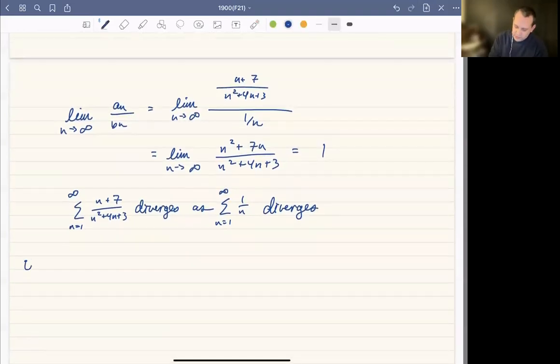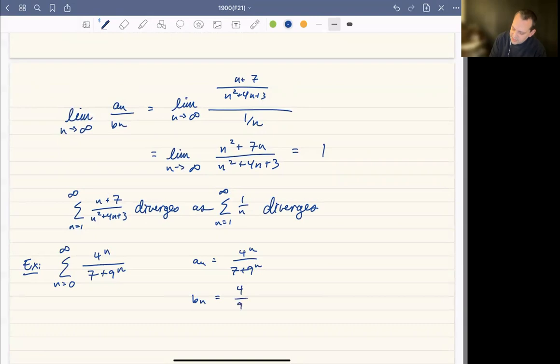Let's do a few more examples. So let's look at, say, the sum from 0 to infinity of 4 to the n over 7 plus 9 to the n. Here, what I want you to notice is that the 7 just doesn't matter at all. Even when n is kind of small, even when n is like 10, the 7 makes basically no difference to the value of the fraction. And so our a sub n is the original value in our sum. Our b sub n, the thing that we're going to compare it to, is 4 to the n over 9 to the n, or (4 over 9) to the n.